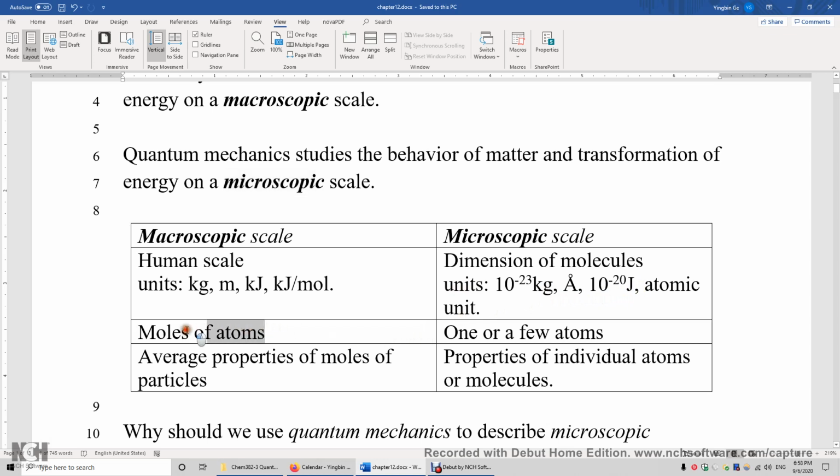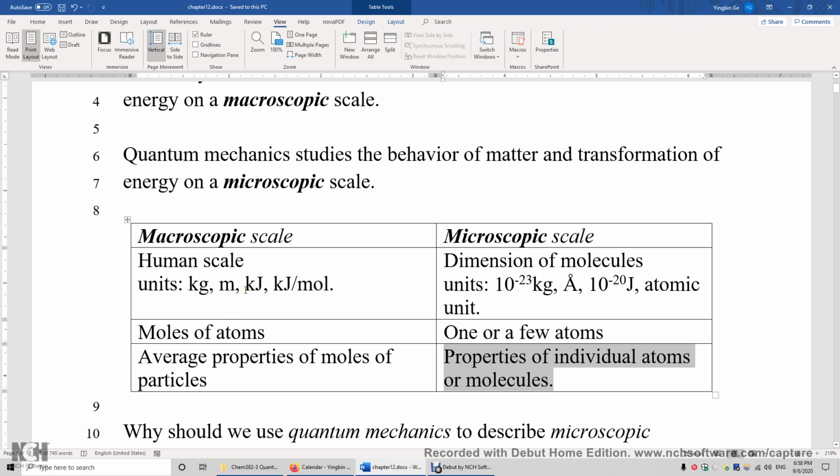In thermodynamics, we study most of the atoms. In quantum mechanics, we study a few atoms. In thermodynamics, we look at the average property of moles of particles. In quantum mechanics, we study the properties of individual atoms or molecules.